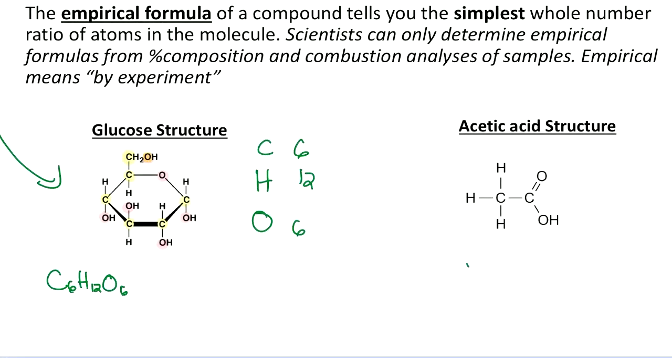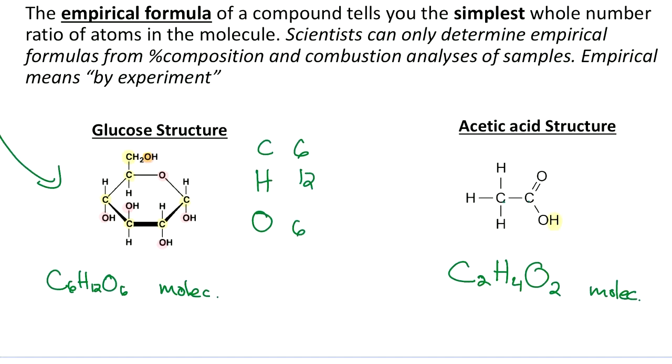Let's do the same thing to acetic acid. This one's a little easier. How many carbons? 1, 2. How many hydrogens? 4, and then 2 oxygens. Be careful of that hydrogen tacked on the end right there. Don't forget him. So these are the molecular formulas that we just determined. We took the full molecule, the structure, and just counted up the atoms of each element present. Those are the molecular formulas.